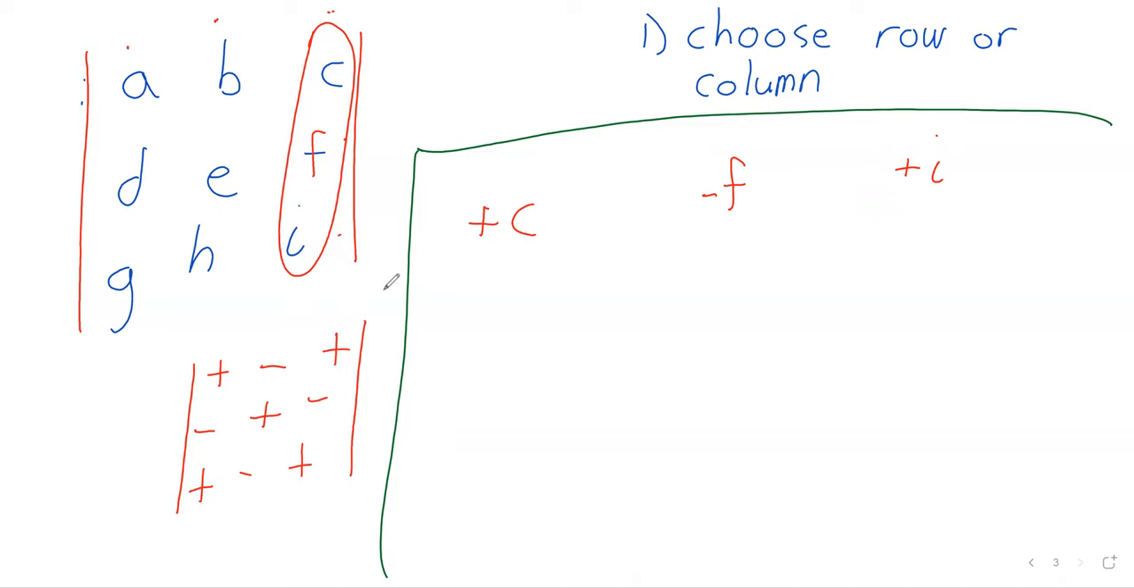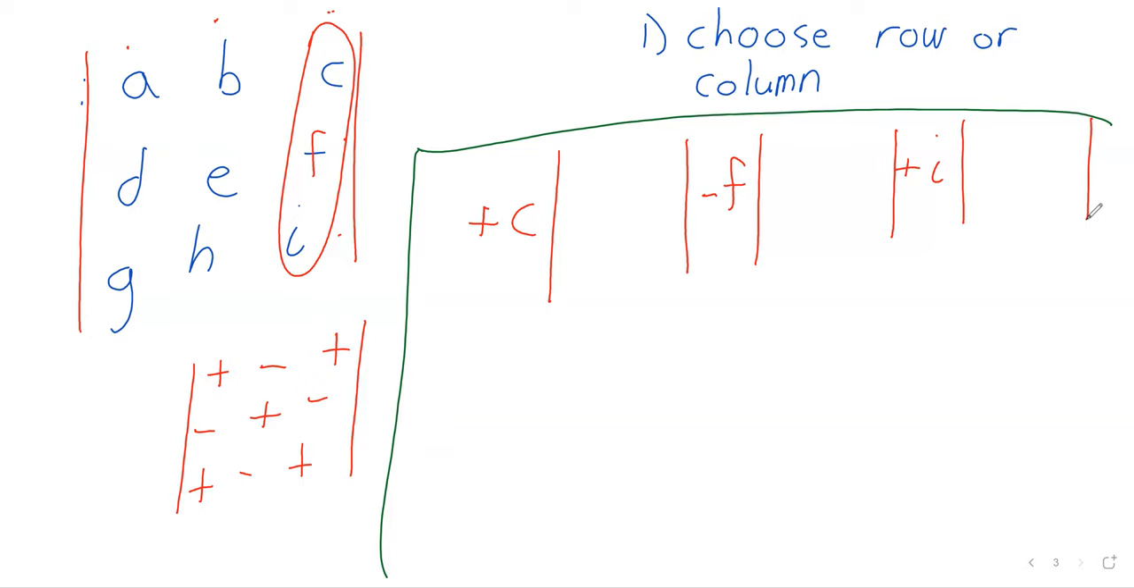But we are going to multiply this C, this minus F, and this I by something. In particular, we're going to multiply them by determinants of smaller matrices. C times a determinant minus F times a determinant, plus I times a determinant. And here's where it would really help to have a functional eraser. So we'll start with C. C times a determinant. What determinant?